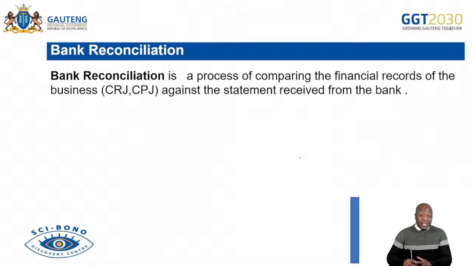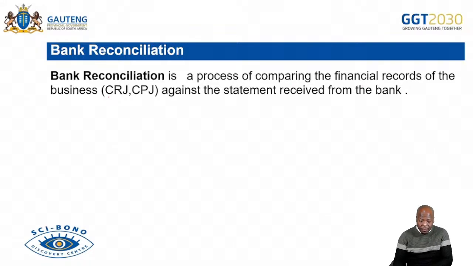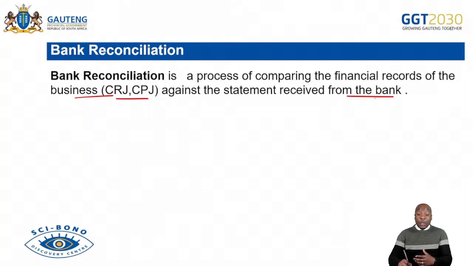What is the bank reconciliation? What are we talking about when we talk about the bank reconciliation? It is a process of comparing the financial records of the business, that is, us as the business, when we prepare our CRJ and the CPJ, against the statement that is received from the bank. So we compare the CRJ and the CPJ against the statement that would have been received from the bank.